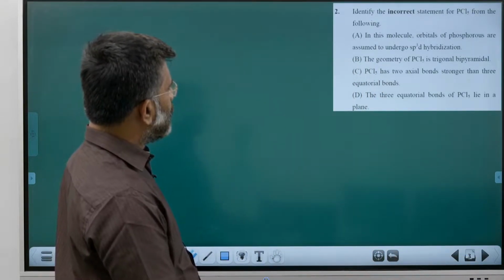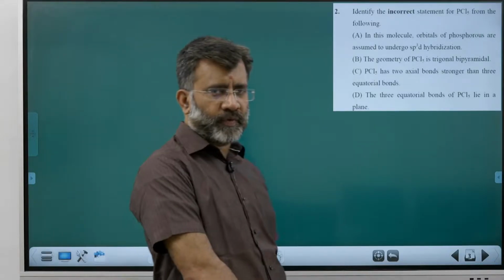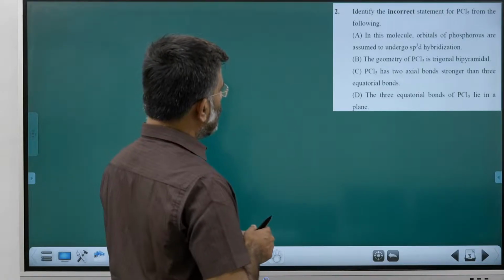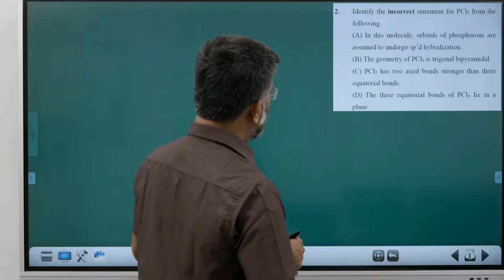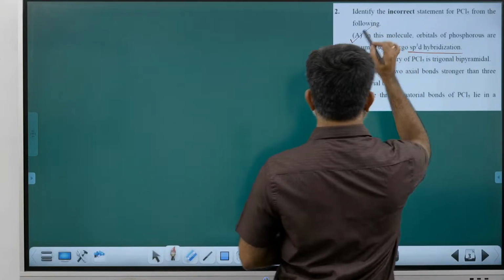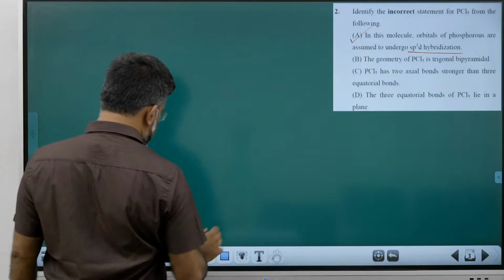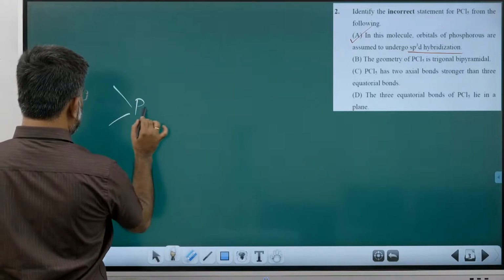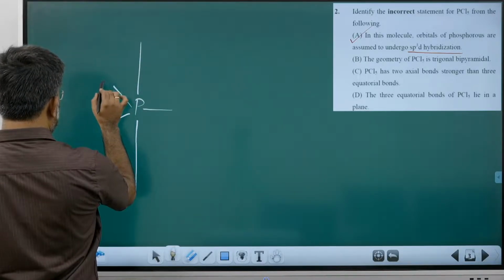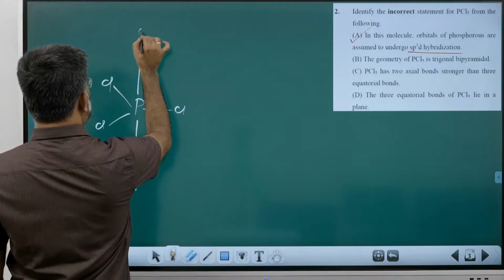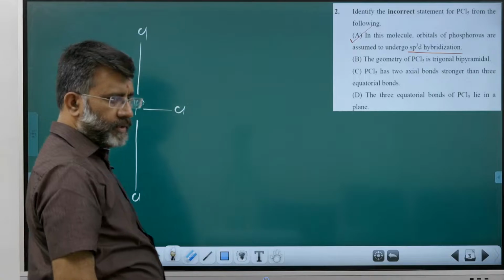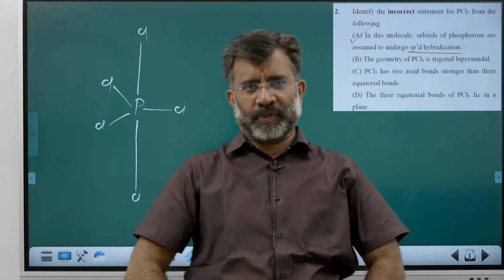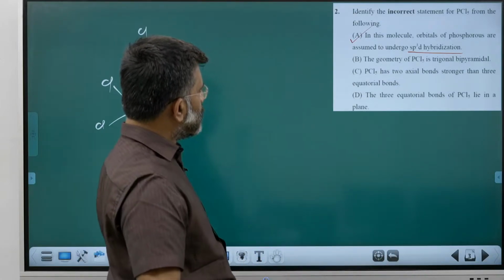Identify the incorrect statement for PCl5 from the following. Phosphorus pentachloride. Which statement is incorrect? First one: in this molecule, orbitals of phosphorus are assumed to be undergoing sp3d hybridization. Yes, that is a true statement. Known to all, PCl5 undergoes sp3d hybridization with trigonal bipyramidal geometry. Three bonds are in the equatorial plane and two bonds are in the axial positions. Right? So the first statement is correct.